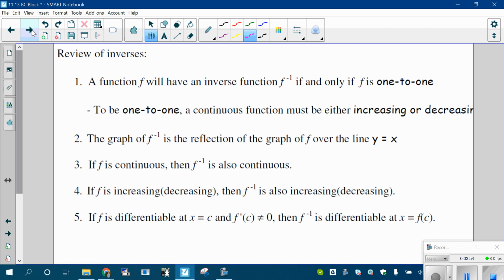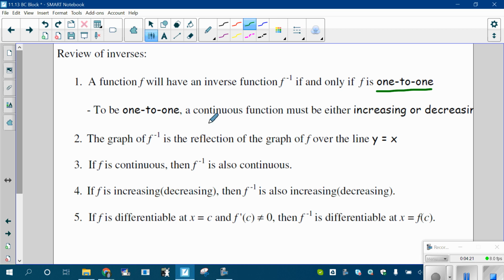Okay. So the reason we talk about 1 to 1 is because it ensures that the inverse will be a function. Okay, so if your original function doesn't pass the horizontal line test, then the inverse won't pass the vertical line test. So if you want your function's inverse to also be a function, then it has to be 1 to 1. Okay.